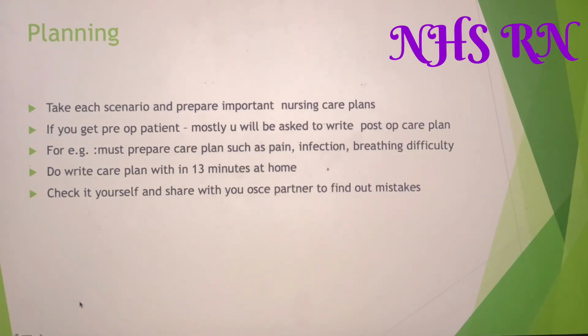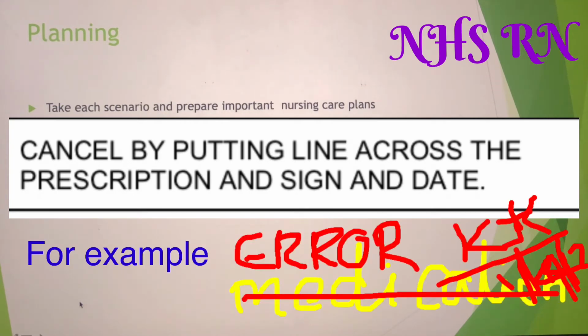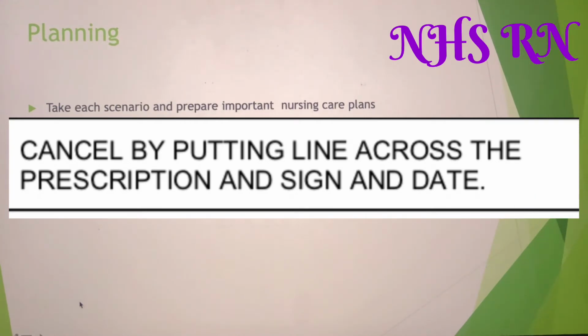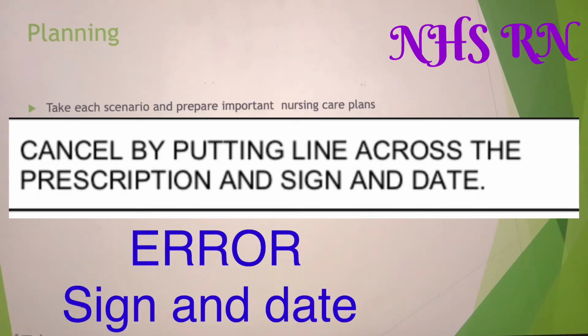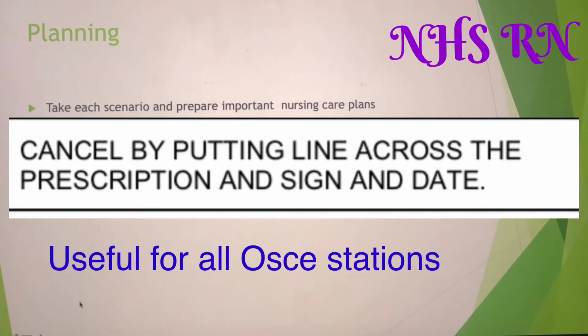Okay, and when you write, we will make mistakes, isn't it? That's quite normal. So what you need to do is strike it out, strike just once, and put your signature and put the date. If you made a mistake, strike once, signature, date, then put error. That error is a capital letter error. Put error, then sign and date. In case you made any mistake in any station, just use the same thing.